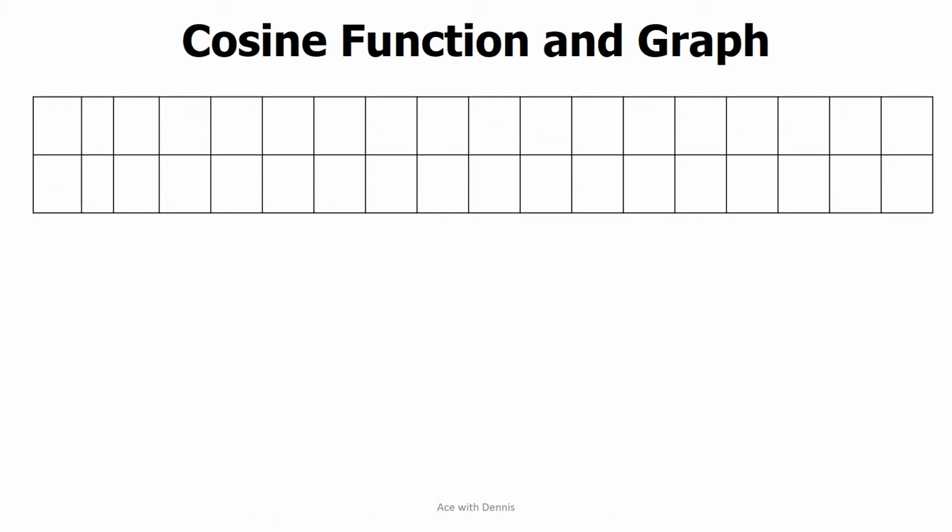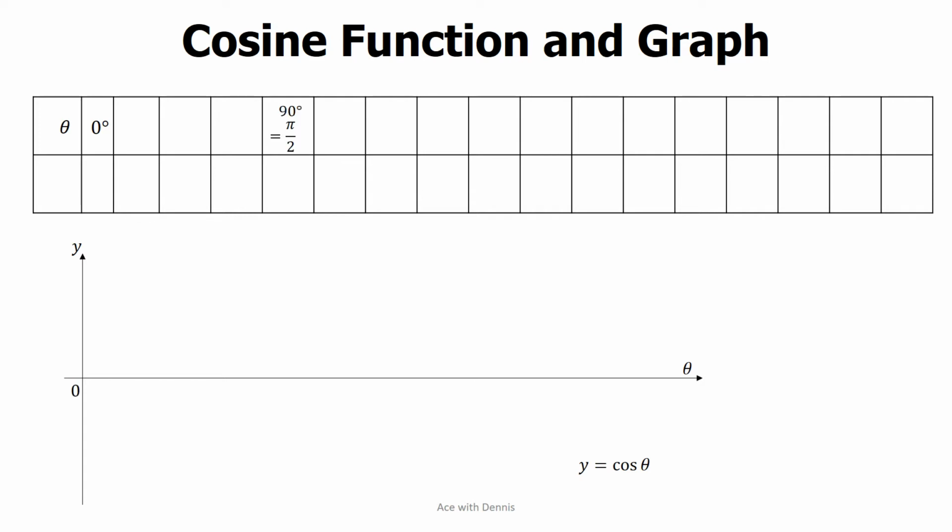Now we move on to the cosine graph. Okay, we do the same thing as with the sine graph. We start with the x and y axes, and we label the x-axis as theta. Now the equation is y equals cosine theta. We start with the angle 0, then 90 degrees, which is pi over 2, then 180 degrees or pi, 270 degrees or 3 pi over 2, and 360 degrees equals 2 pi.